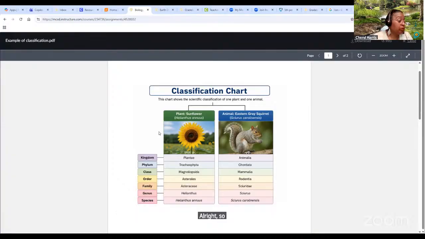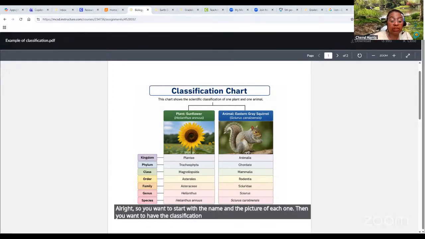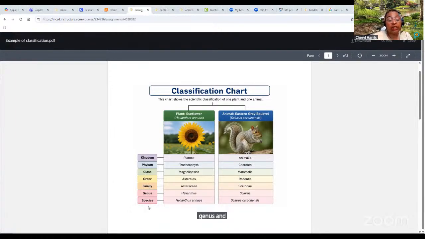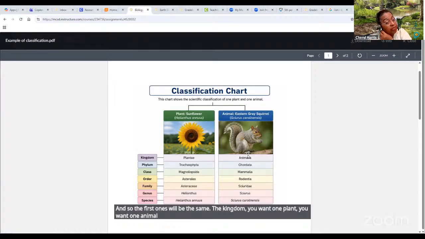So you want to start with the name and a picture of each one. Then you want to have the classification system, which is kingdom, phylum, class, order, family, genus, and species. Next to each one, I need the kingdom for your plant. The first ones will be the same: you want one plant and one animal. Everything else should be unique to whatever organism you pick. So I'll give you an example of something that you can do.